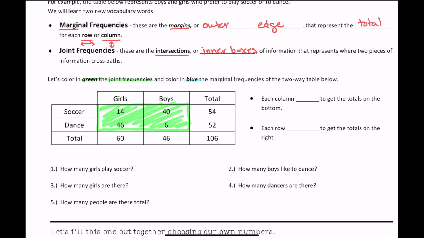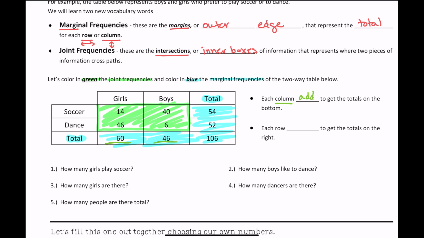The blue for marginal frequencies are all the ones that make totals here, right? So notice that you've got total and total. That's what a marginal frequency is. It's talking about the totals for each row or each column. So for each column, we have to add to get the totals on the bottom. So this is for columns. These are totals on the bottom.